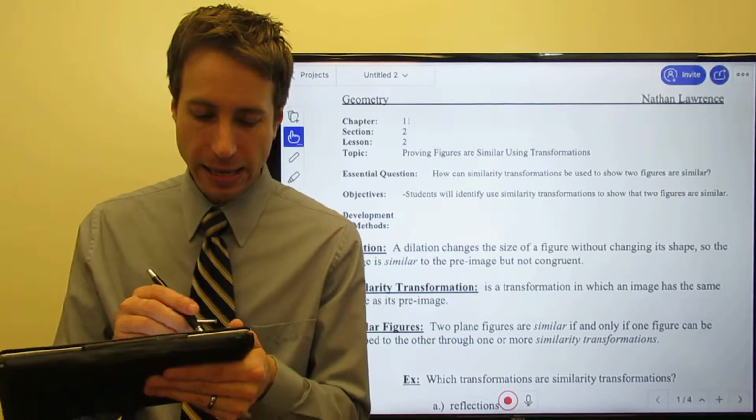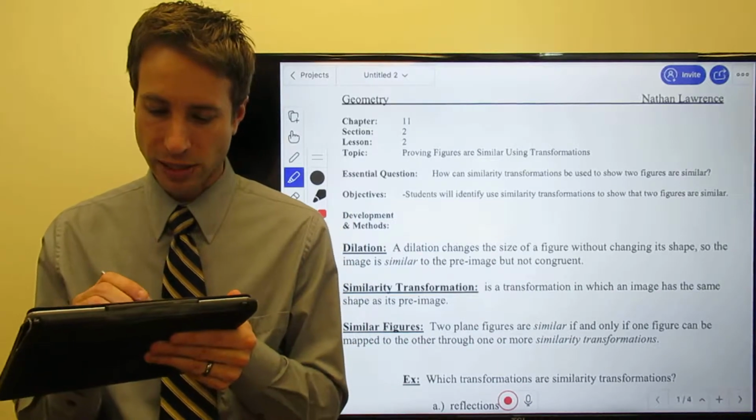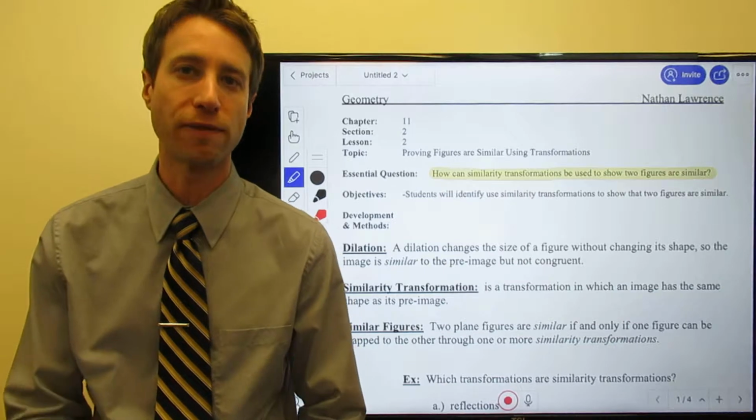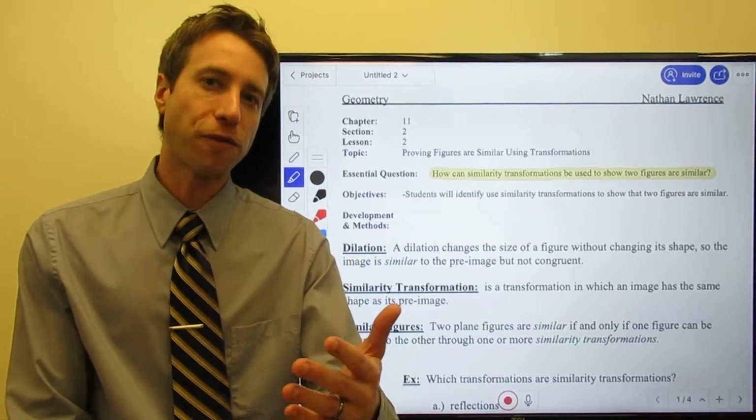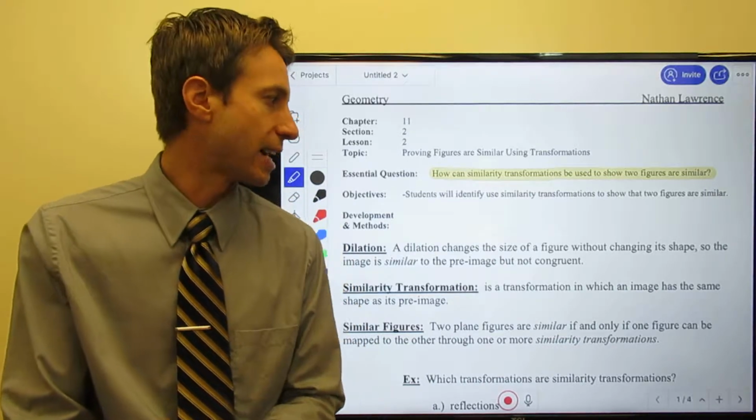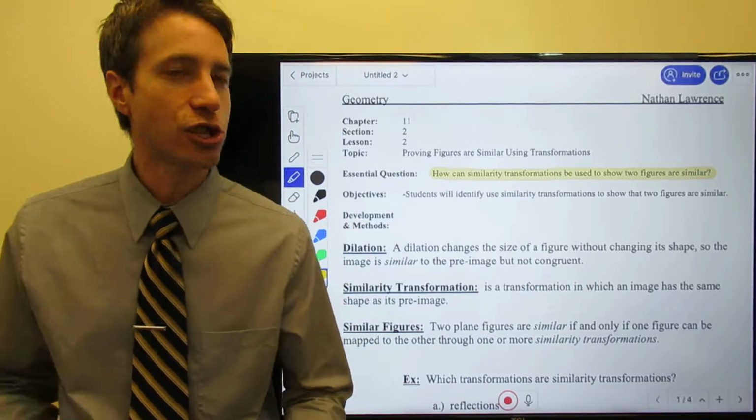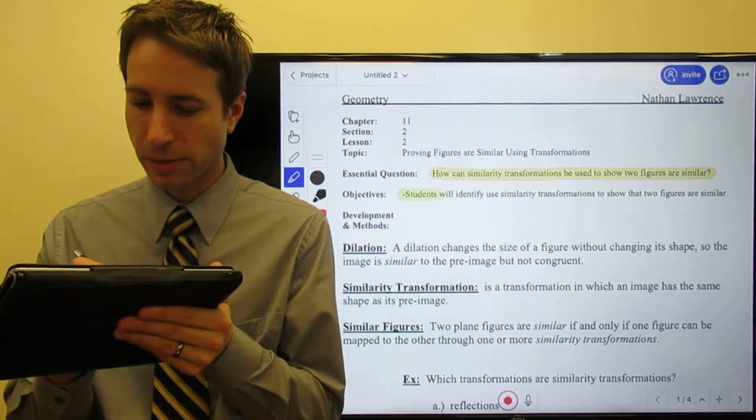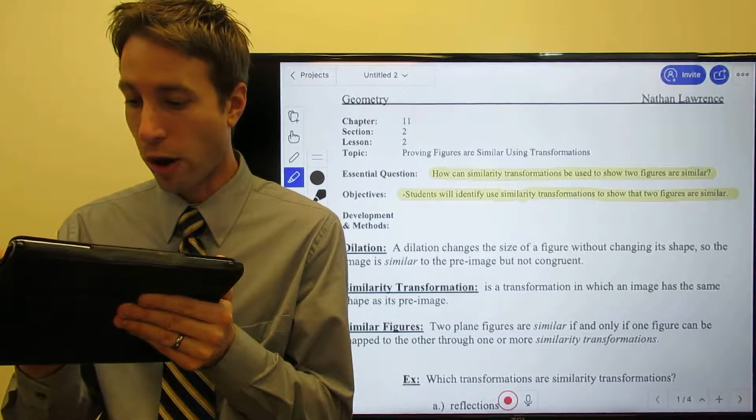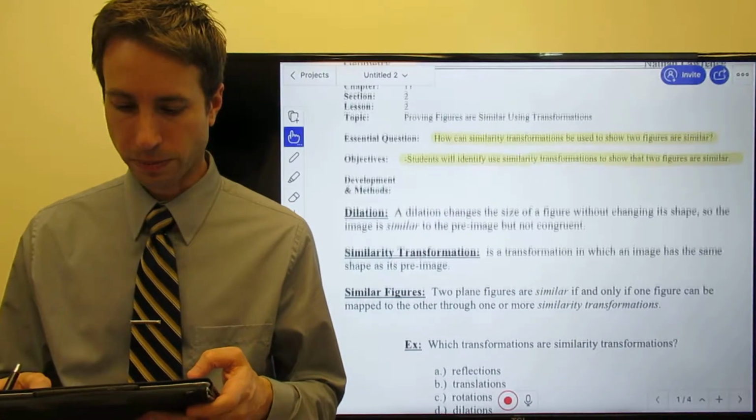What we're going to be doing in this section is talking about what is known as similarity transformations. How can similarity transformations be used to show that figures are similar? Well, first we will need to talk about what similar figures are. Students will identify similarity transformations and then show that two figures are similar. But in order to do that, you need to know what similar figures are. So, here we go.